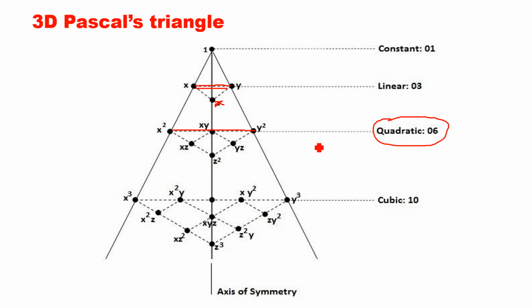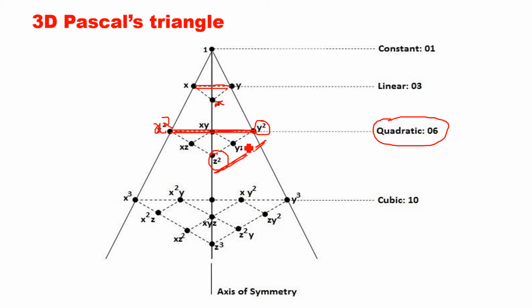There are 6 terms in this quadratic. The first row of the quadratic is similar to the 2D Pascal triangle: x square, then the power of x is decreased by 1 and the power of y is increased by 1, so x square, xy, y square. Now there are two other combinations involving z, because the third variable in 3D is z. Here it is y square, and one more term of z whose maximum degree is 2, that is z square.